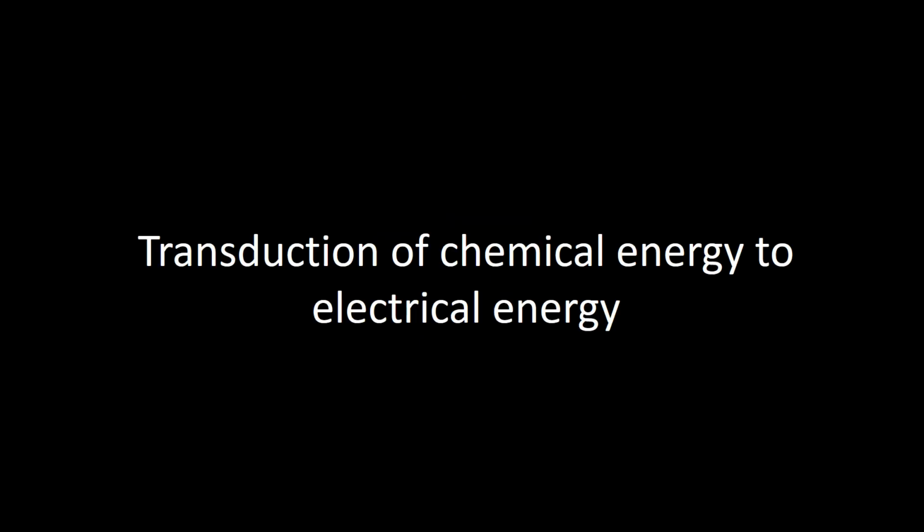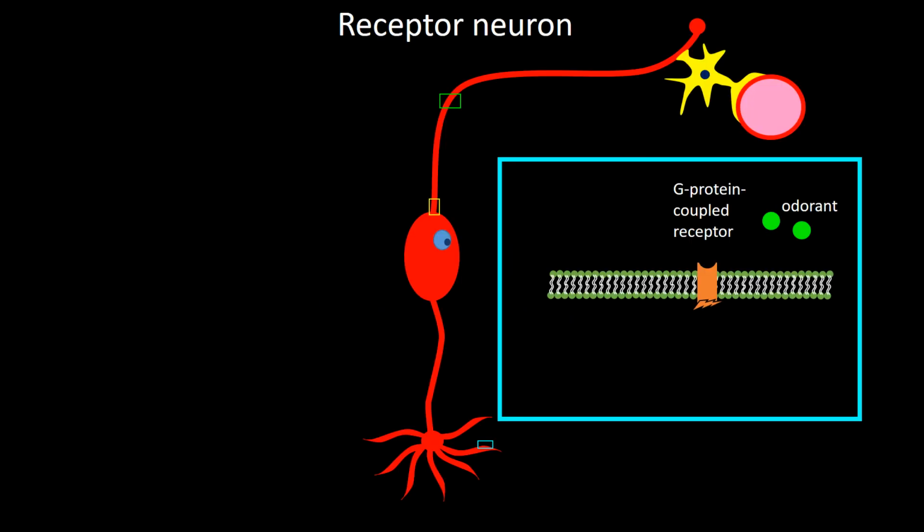The second task consists of transduction of chemical energy to electrical energy. The receptive membrane is also involved in transforming the chemical stimulation into an electrical signal. This process is termed primary transduction.